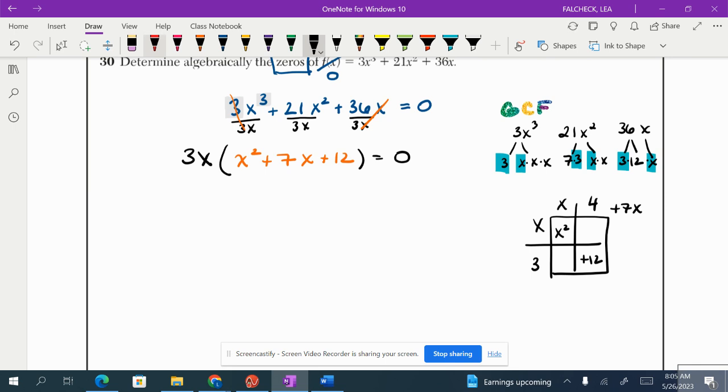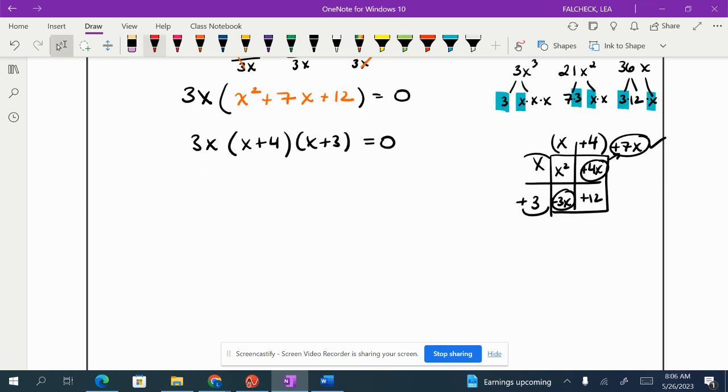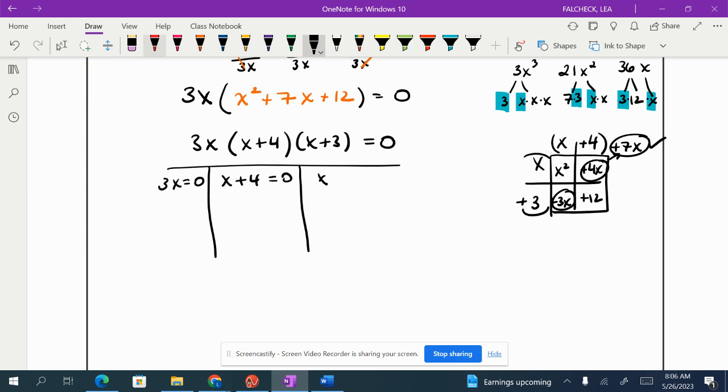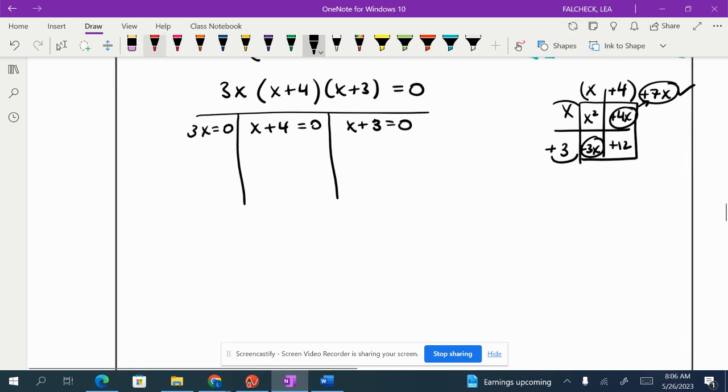So if this is a positive 12 and the middle term is a positive 7, I'm going to make both of these positive. And now I'm just going to double check if I'm right. Does 3x plus 4x equal 7x? It sure does. Fantastic. I have my two factors. So I've got 3x times x plus 4 times x plus 3, still set equal to 0. Now I'm going to go ahead and make my t-chart so I can use the zero product rule to get my solutions. I'm going to set each factor equal to 0 so that way I can solve for x in each of the 3 scenarios.